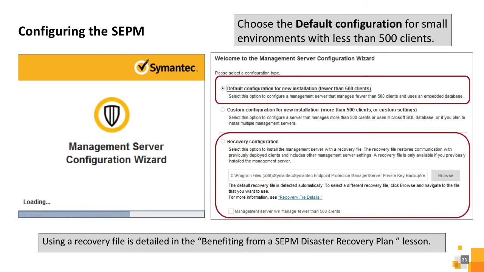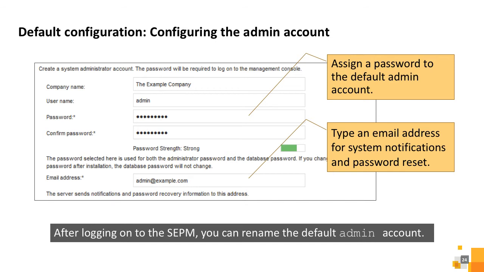After the SEPM software is installed, the Management Server Configuration Wizard guides you through the steps to configure the SEPM. For first-time installations, the next phase configures the site, management server, database, administrator password, and email address. Selecting the default configuration is automatic and installs the embedded database for up to 500 clients. The recovery file contains the information necessary to restore your SEPM in the event of a disaster. Backing up and recovering from this file is discussed in the Benefiting from a SEPM Disaster Recovery Plan lesson. Assign a password to the default admin account. Although you must use admin in the username field in this screen, you can change the system administrator username to something else after you log on to the console.